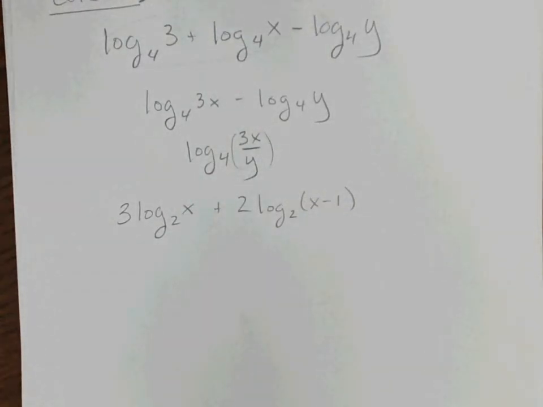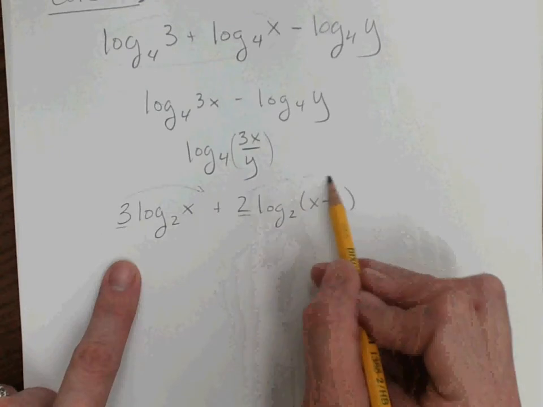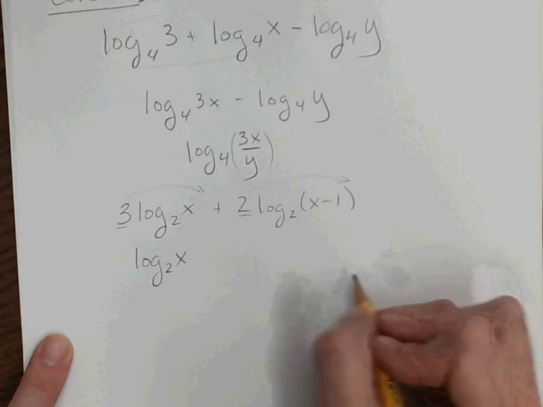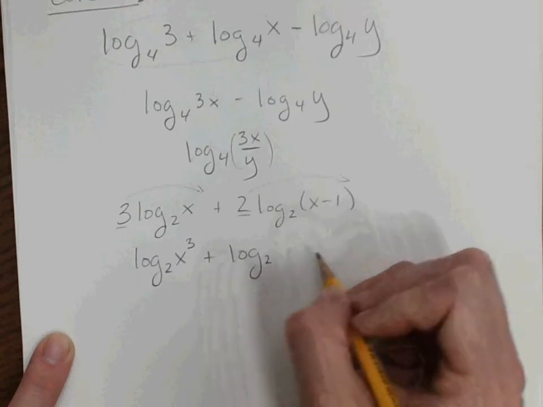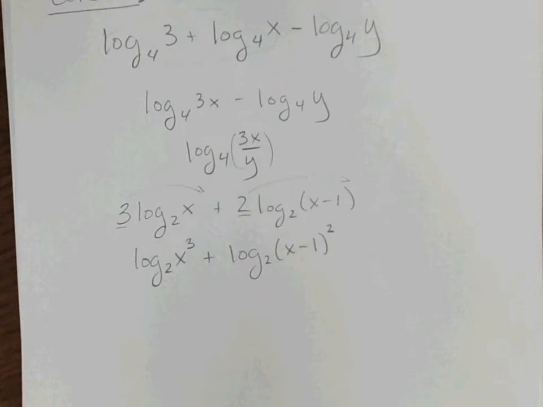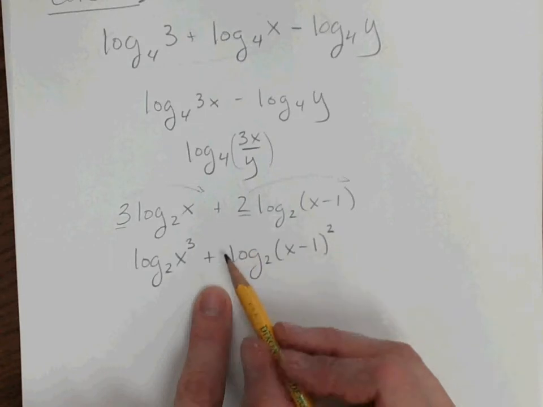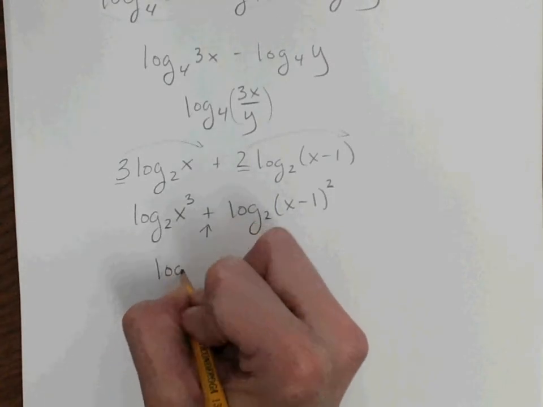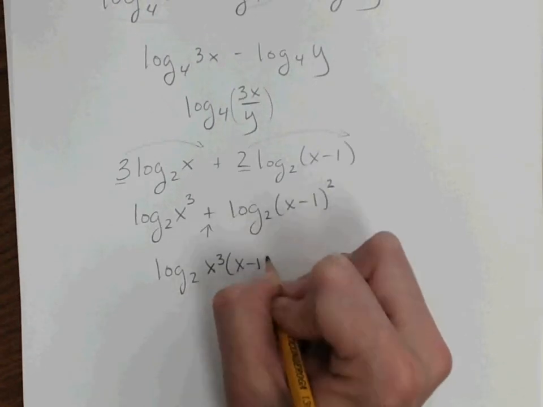Well, let's see what we can do. I can start off. I've got this number out in front, so those are going to pop up here because those become exponents, right? So I've got log base 2 of x cubed, because my 3's up there now, plus log base 2 of x minus 1 squared. All right. So now, as I look at this, I can combine with my addition. I've got my product property, so I've got log base 2 of x cubed times x minus 1 squared.